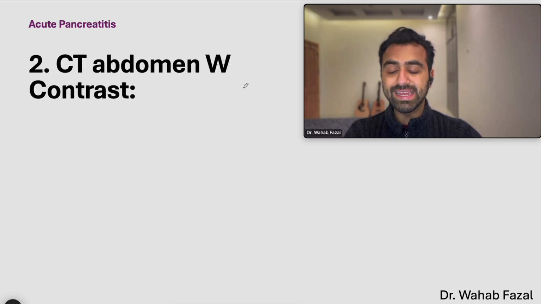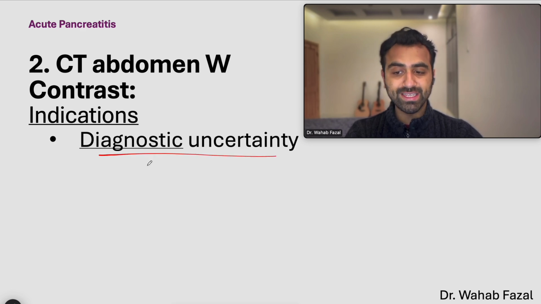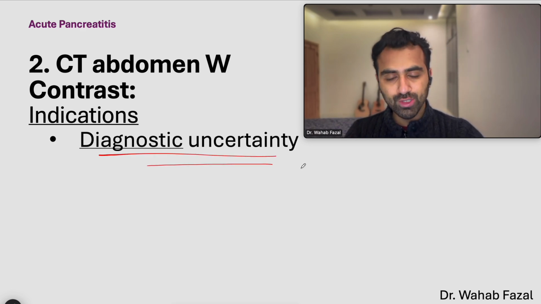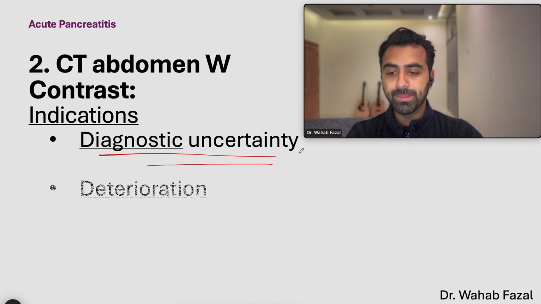Then you get CT abdomen with contrast. Why do we get it done? Well, we get it done with diagnostic uncertainty. If you're uncertain what is the cause of this acute pancreatitis, like in a lot of the cases when you're not sure if this is biliary pancreatitis or not, you get it done, CT abdomen with contrast.